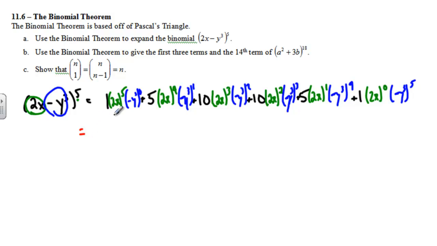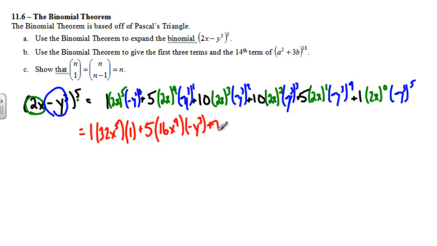And what I'm going to do is I'm just going to go ahead and work the exponents. So I got 1 as my coefficient, 2x to the fifth is 32x to the fifth, and then negative y cubed to the 0 is also just 1. So that's pretty easy. Okay, so then the next one is 5. 2x to the fourth is 16x to the fourth. And then negative y cubed to the first is negative y cubed. That should be plus there.